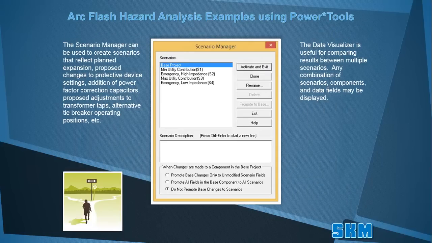We will be taking advantage of some powerful features in the software. The Scenario Manager can be used to create scenarios that reflect planned expansion, propose changes to protected device settings, addition of power factor correction capacitors, proposed adjustments to transformer taps, alternative tiebreaker operating positions, and so on. The Data Visualizer is another time-saving feature. It is useful for comparing results between multiple scenarios. Any combination of scenarios, components, and data fields may be displayed.